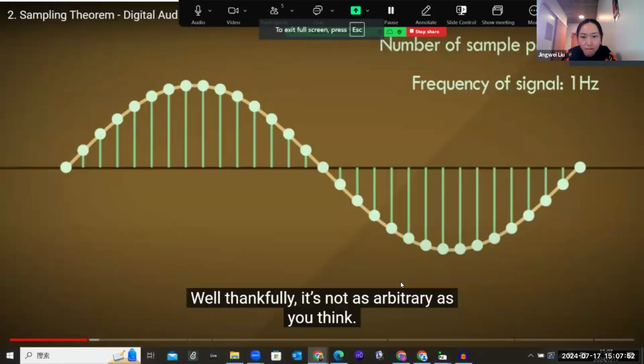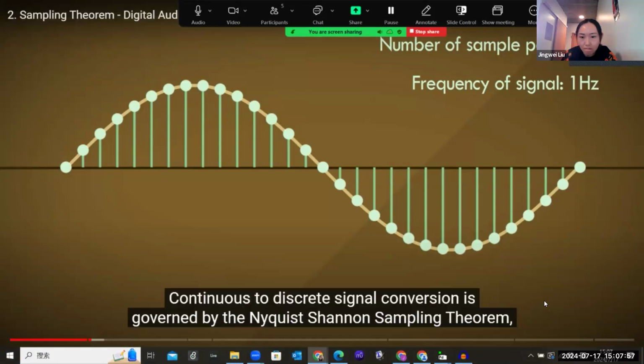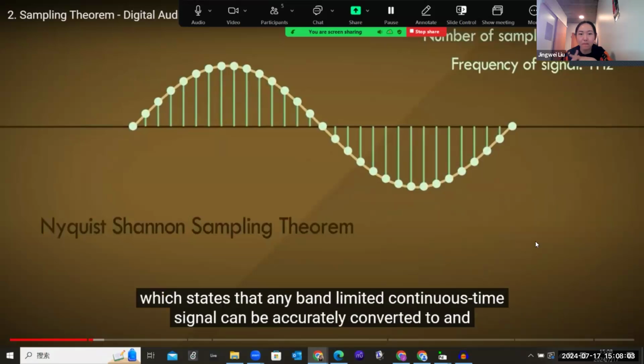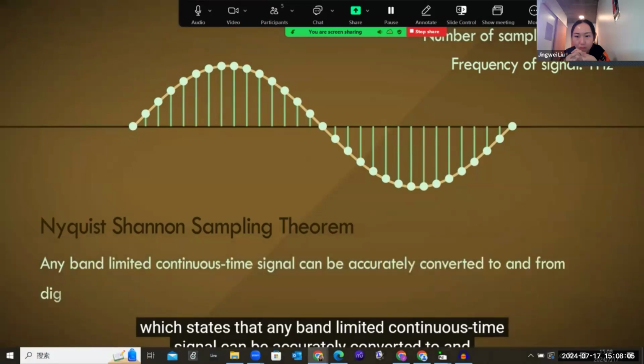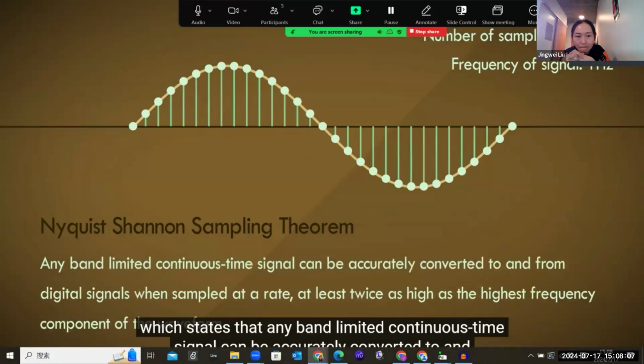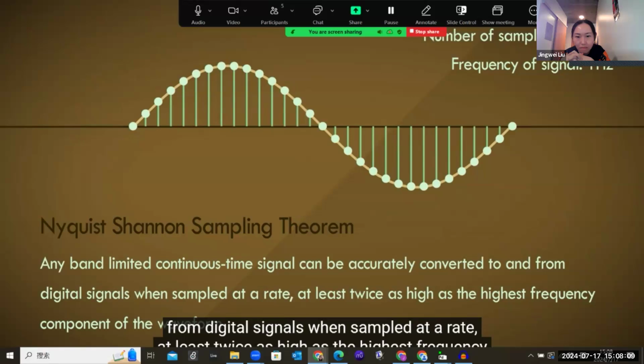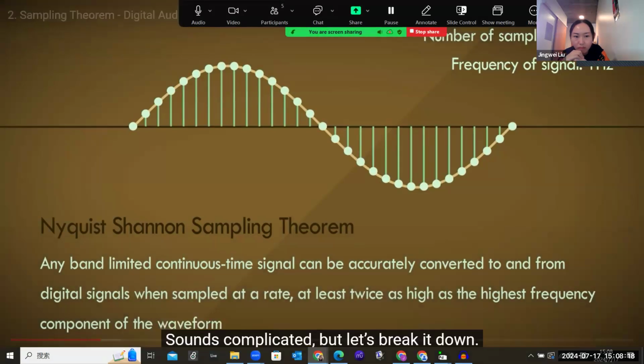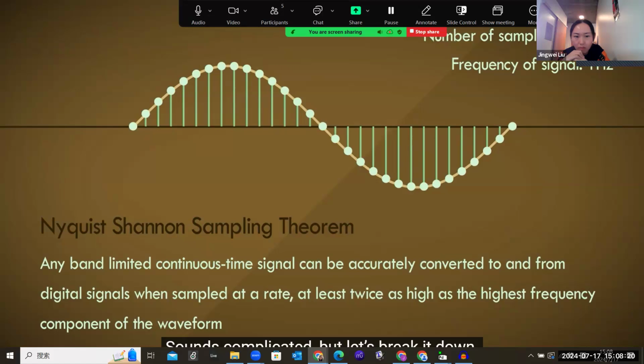Well, thankfully, it's not as arbitrary as you think. Continuous to discrete signal conversion is governed by the Nyquist-Shannon sampling theorem, which states that any band-limited continuous time signal can be accurately converted to and from digital signals when sampled at a rate at least twice as high as the highest frequency component of the waveform. Sounds complicated, but let's break it down.